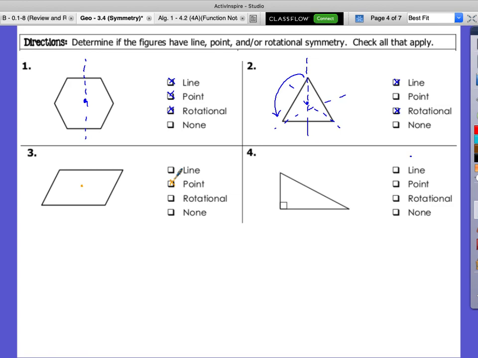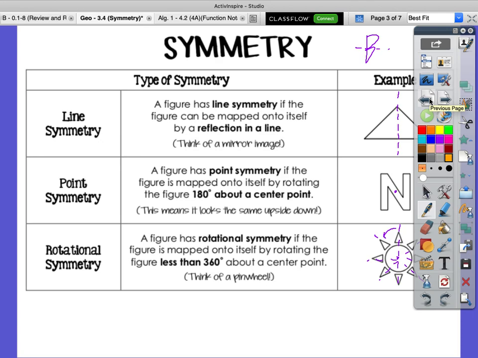Now rotational. Rotational is defined as any rotation less than 360. Point is defined as a 180 degree rotation. So is 180 degrees less than 360? Yes. So if it has 180 degrees, then it has less than 360. If it's point rotational, is it automatically rotational? Yes. If it's point symmetrical, it is automatically rotational, because point means it's 180 degrees. For rotational, we just have to have it less than 360. So if it's 180, it is less than 360.